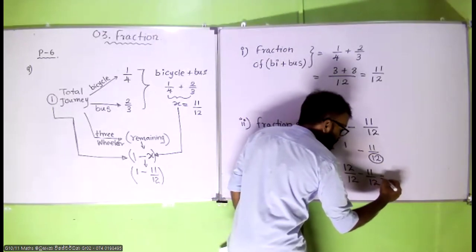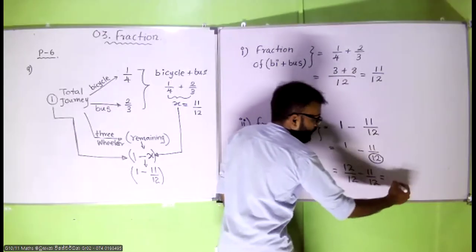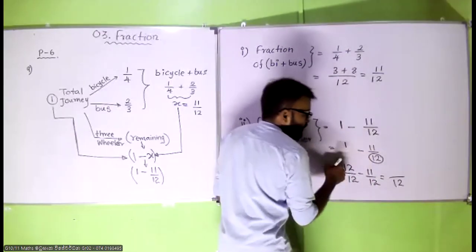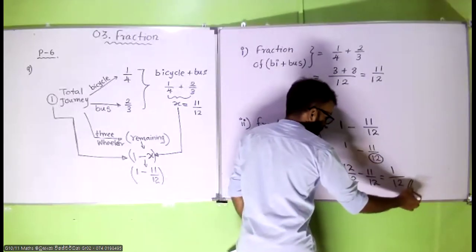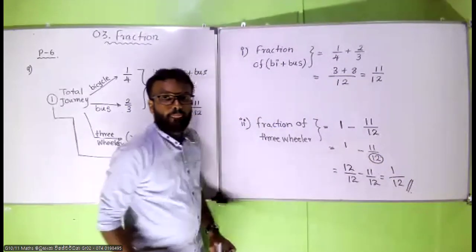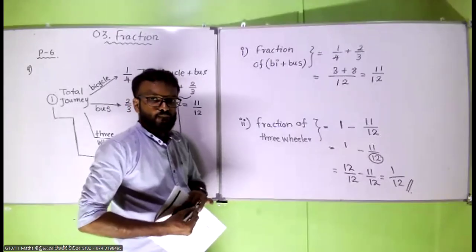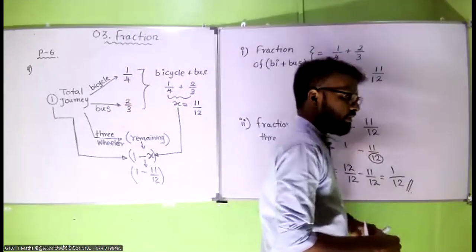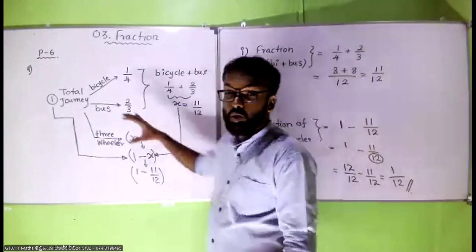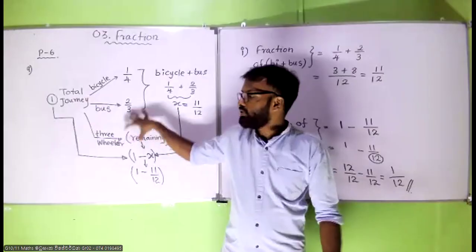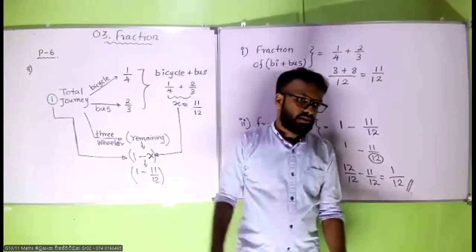So you know how to do this. Equal denominators, subtract the numerators. 12 minus 11 is 1. Done. So 1 upon 12. If you know this, you can do any fraction.